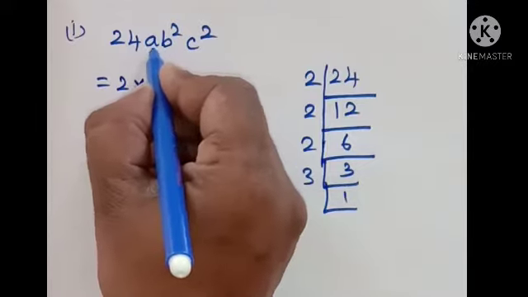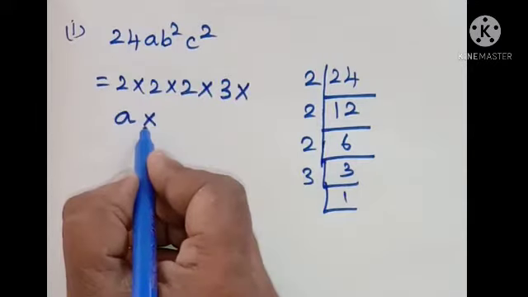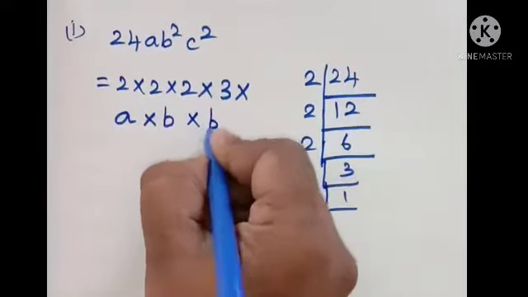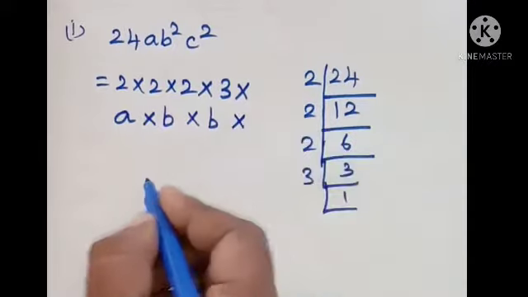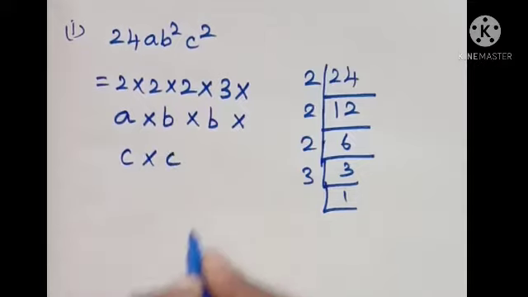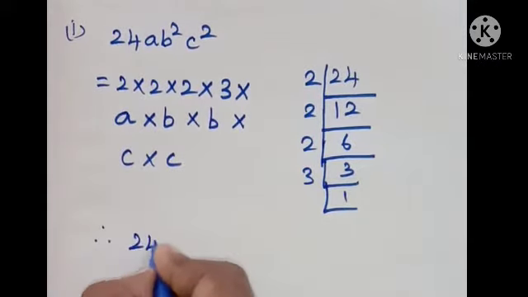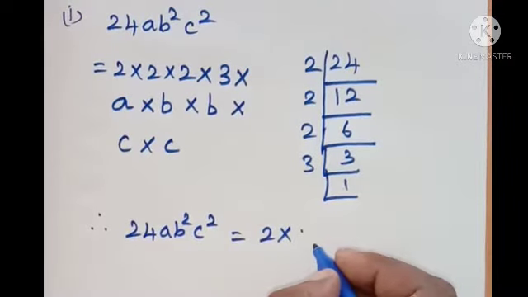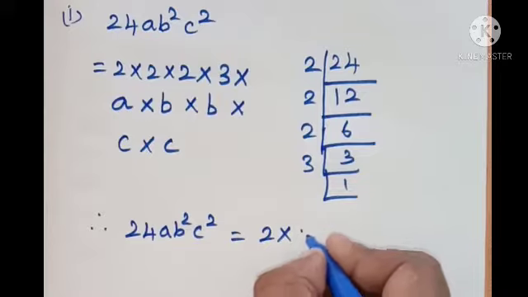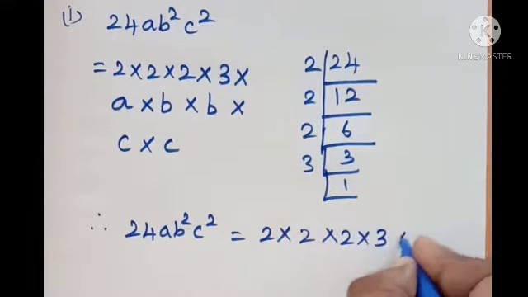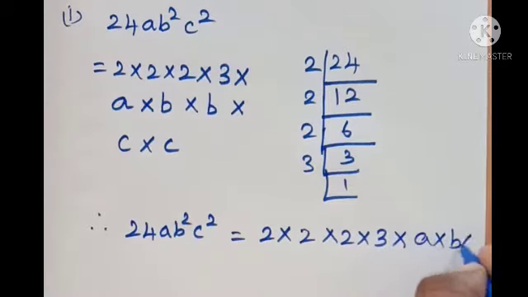If there is no sign between two variables, it is considered as multiplication, and b squared can be written as b into b. The factor of b squared is b and b. C squared is c into c. Therefore 24ab squared c squared can be expressed as the product of its factors as 2 into 2 into 2 into 3 into a into b into b into c into c.